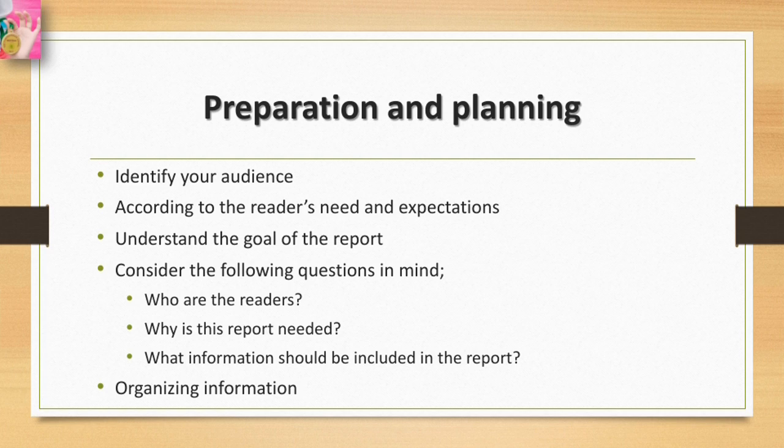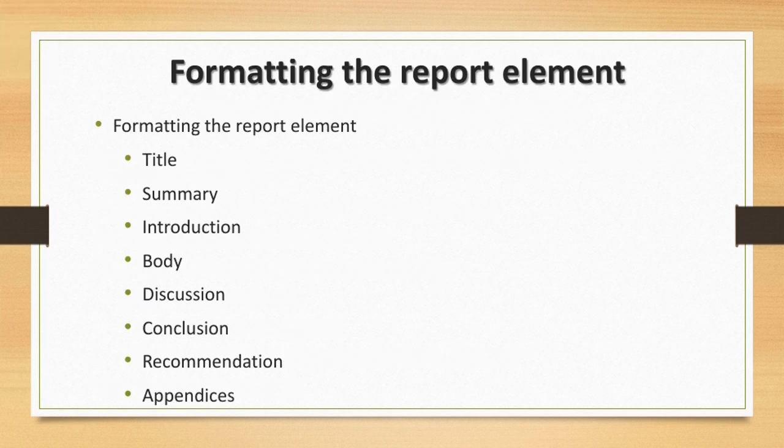And when planning, ask yourself several questions to better understand the goal of the report. Some of the questions would be, who are the readers, why is this report needed, and what information should be included in the report. Once you identify the basics of your report, you can begin to collect supporting information, then sort and evaluate the information. The next step is to organize your information and begin putting it together in an outline. With proper planning, it will be easier to write your report and stay organized.